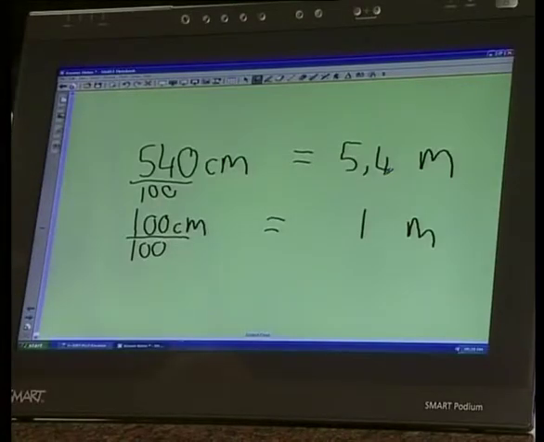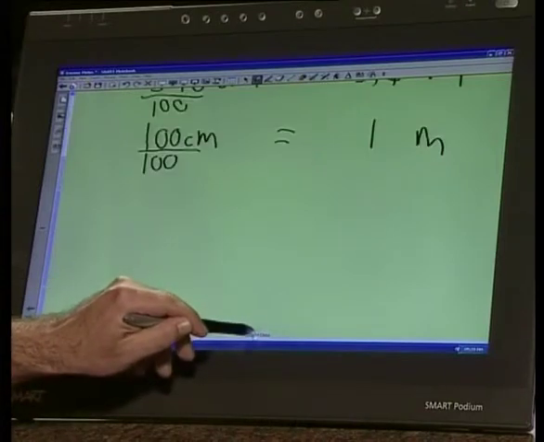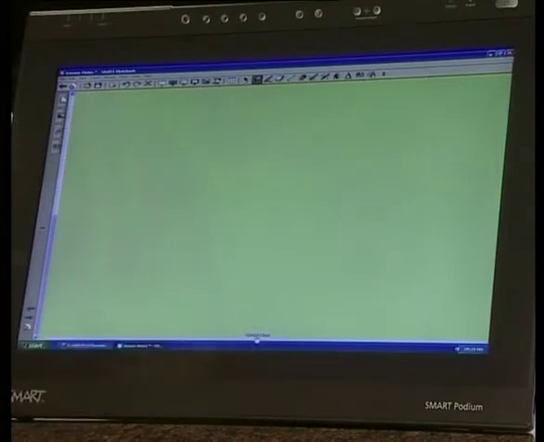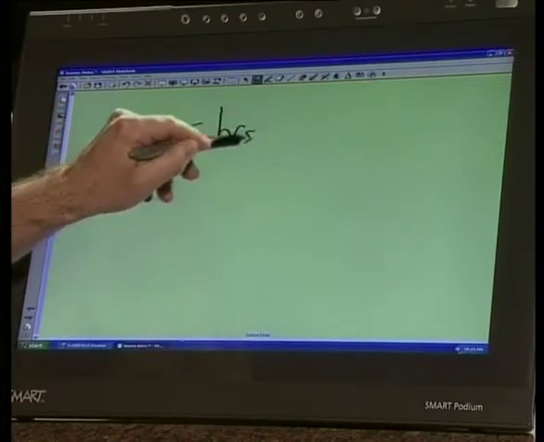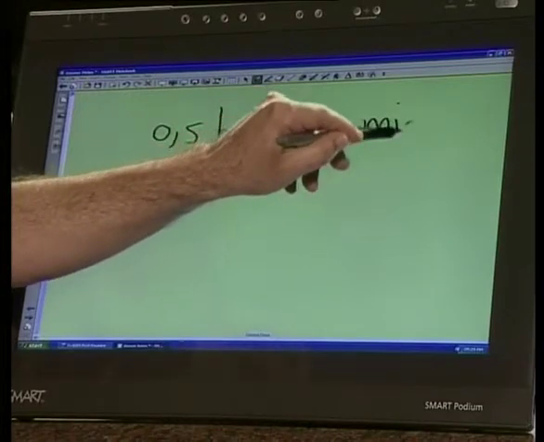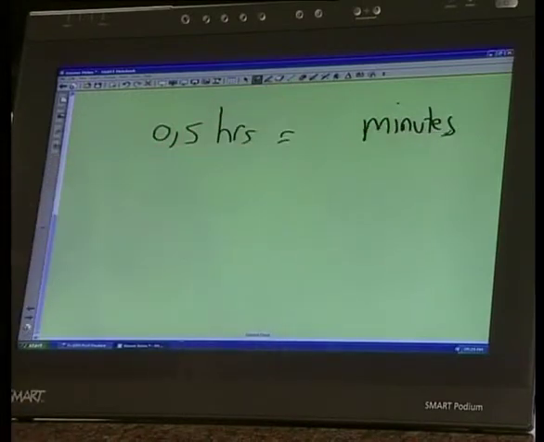All right, let's look at another example quickly. One of the more difficult ones to do always involves time. Sometimes I'll ask you something like, work out what is 0,5 of an hour. Let's do that one quickly. How many minutes is that? 0,5 hours equals how many minutes? If it's 0,5 hours and we want to go to minutes, are there more minutes in an hour or more hours in a minute? Which has got the bigger value usually?